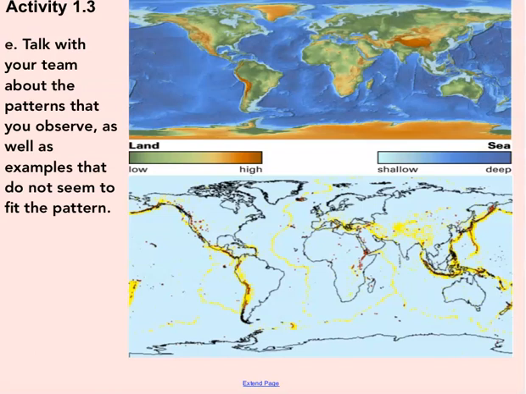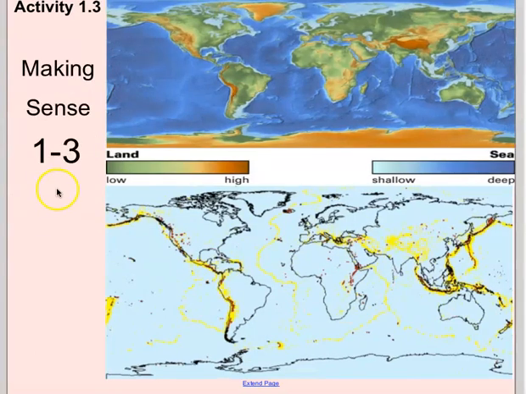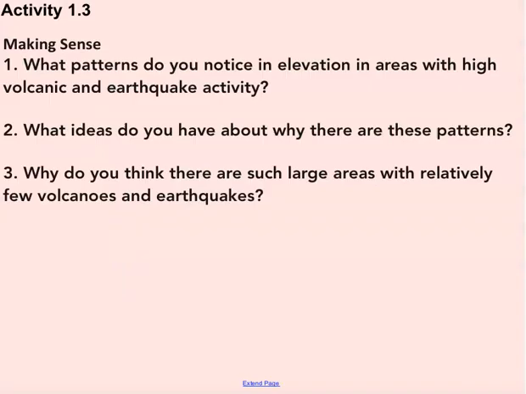So talk with your group about the patterns that you observe as well as examples that do not seem to fit the pattern. You don't have to write anything down yet, but what I want you to do is work through the making sense questions 1 through 3 with your group. And you're going to use these maps. So I'm going to put this back up, so if you're at home and you're doing it, you can be looking at it. But the 3 questions: what patterns do you notice in elevation in areas with high volcanic and earthquake activity? What ideas do you have about why there are these patterns? And why do you think there are such large areas with relatively few volcanoes and earthquakes?